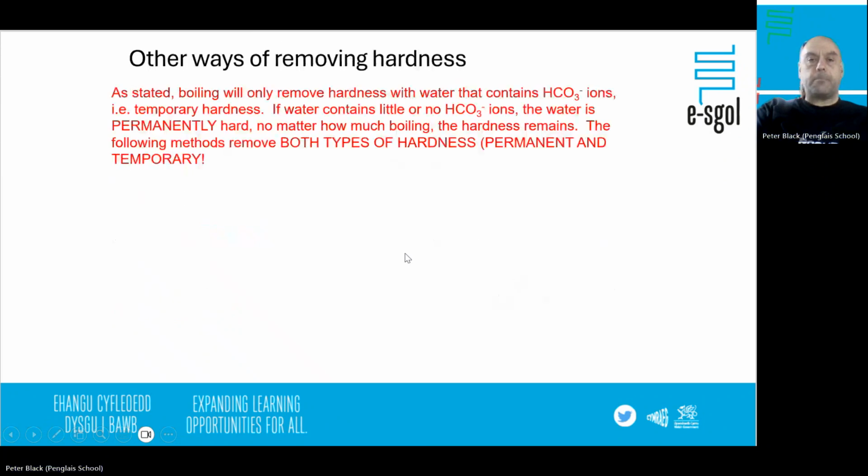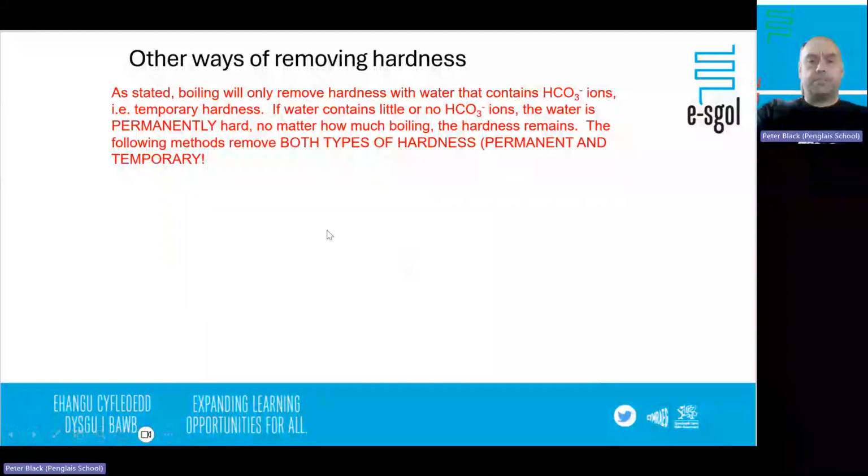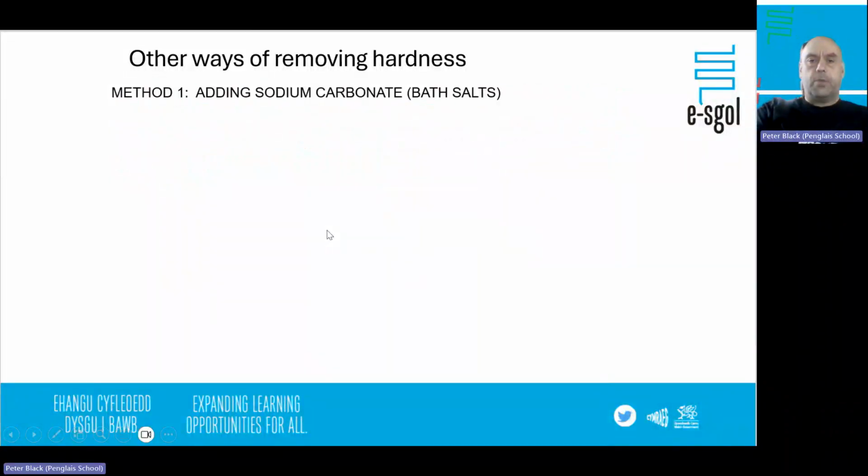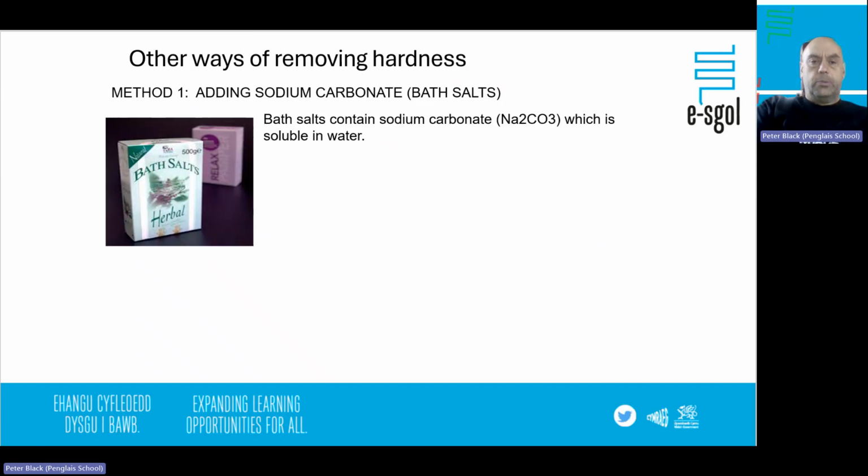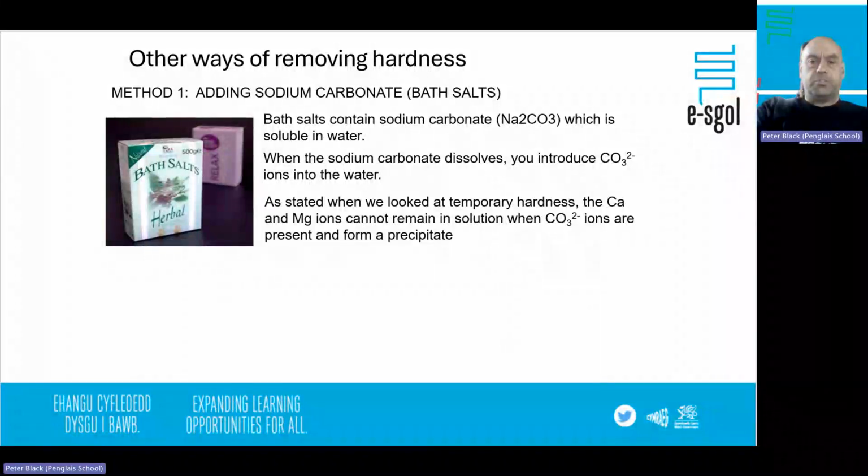Okay, and there are other ways to remove hardness, and I'll try and keep this brief as well. One of them is you actually add carbonate ions to the water. So if you've got permanent hard water, that's because you haven't got hydrogen carbonate ions in the water that could turn into carbonate ions. So what we do is we artificially add them. We add the carbonate ions in what we call bath salts. Bath salts basically are sodium carbonate.